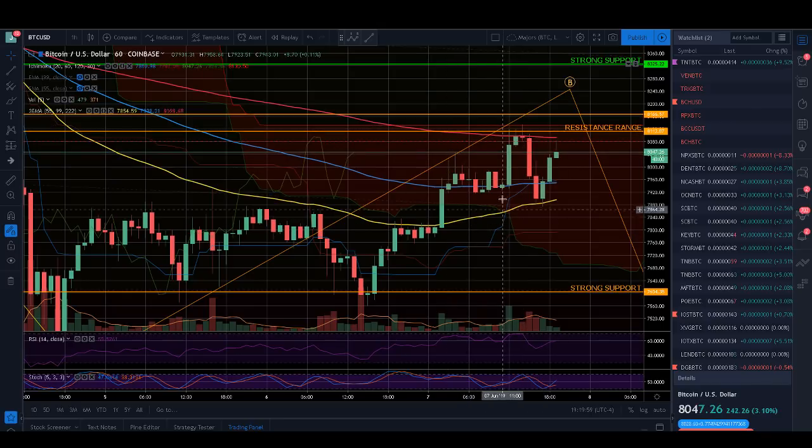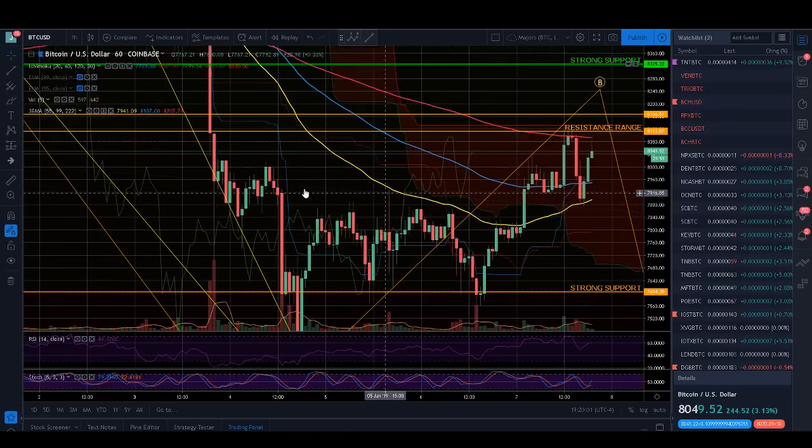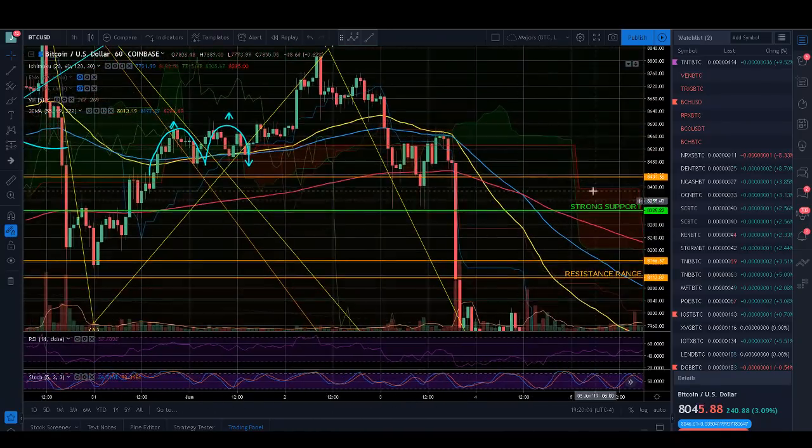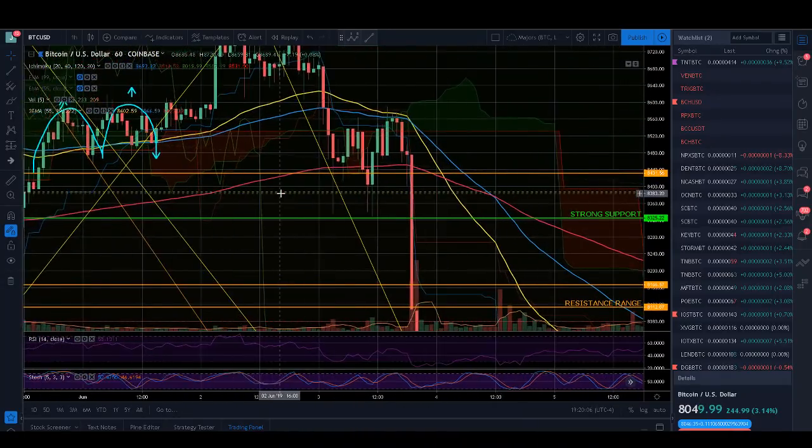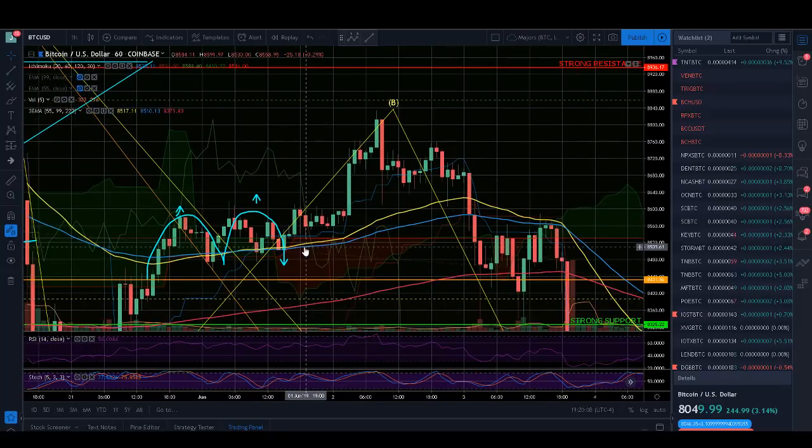Right here, they aren't particularly valid because they're not doing much for us, but there are other times we can go back to and I can show you how strong of a support or resistance we get out of them. Like, look right here. Look at all this support. Boom, boom, boom, boom.